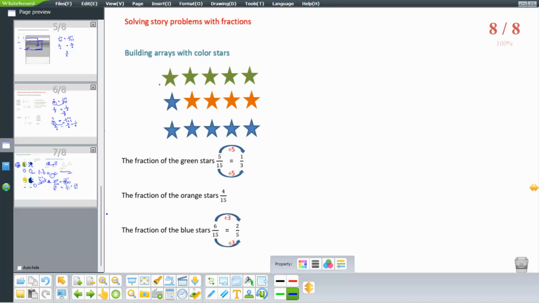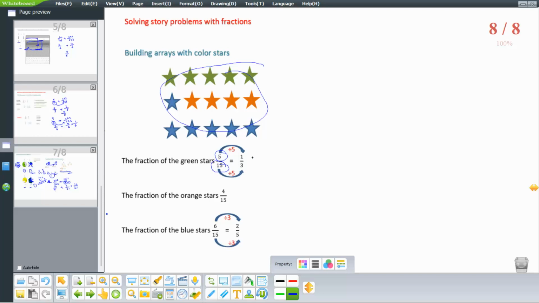Okay, solving story problems with fractions. If we have color arrays like this, okay, he asks about the fraction of the green stars. What is the total number of the stars? Here we have 1, 2, 3, 4, 5, and here we have 3. So the total number is 15. 5 times 3 equals 15. So for green, how many green do we have? We have 5. So it will be 5 over the total number of stars. So it will be 5 over 15.